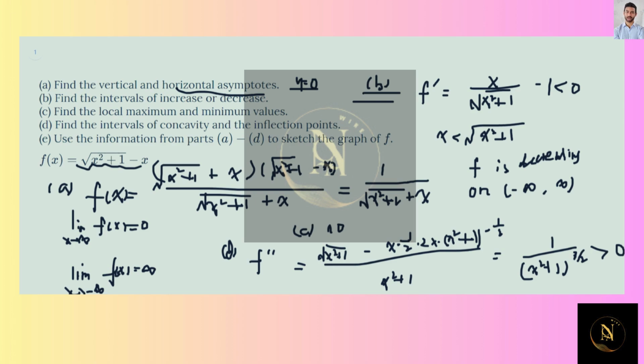So we have the function f of x is concave upward on negative infinity to infinity. So there is no inflection point.